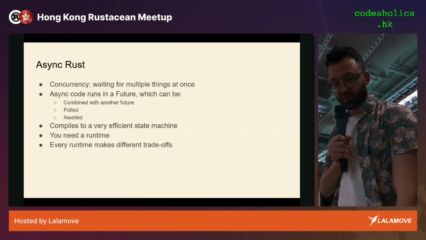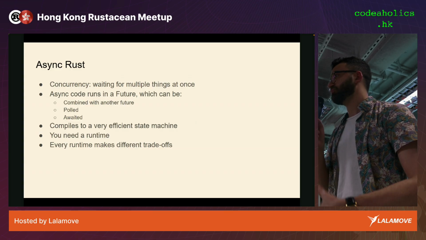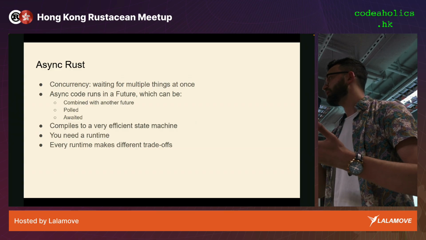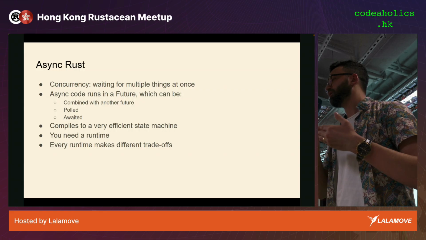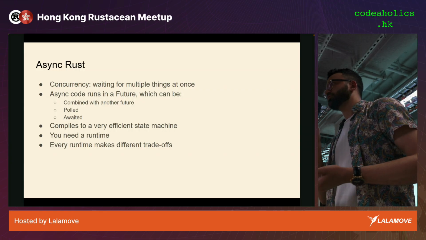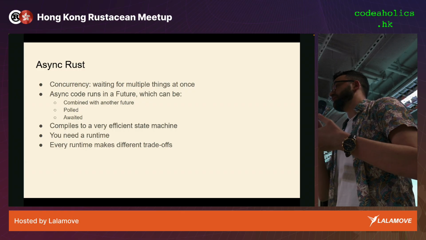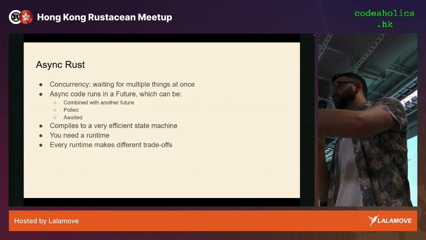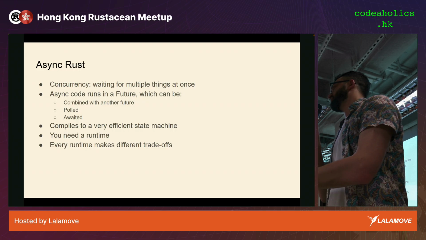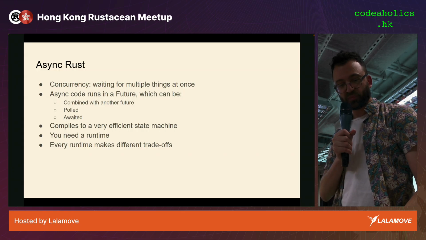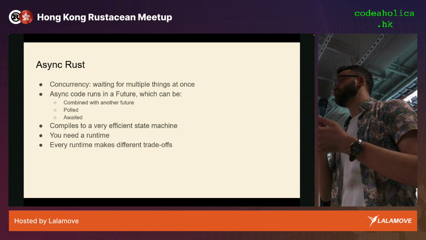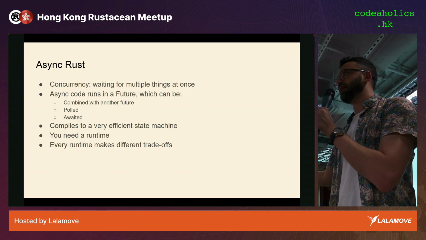In Rust, async code runs in this type called a future, which represents a computation that you're waiting on. And if you're waiting for it, you can check to see if it's done. That's called polling. You can combine it with another future to make a bigger future, like say, I need one of these three things to happen, or maybe I need all of these three things to happen, so you can compose futures together. And you can await it. You can say, okay, I'm done, I'm sick of polling it every 10 seconds.